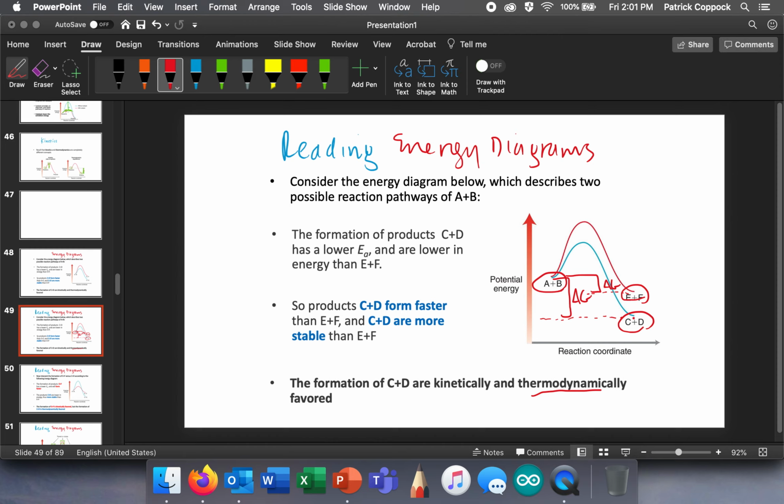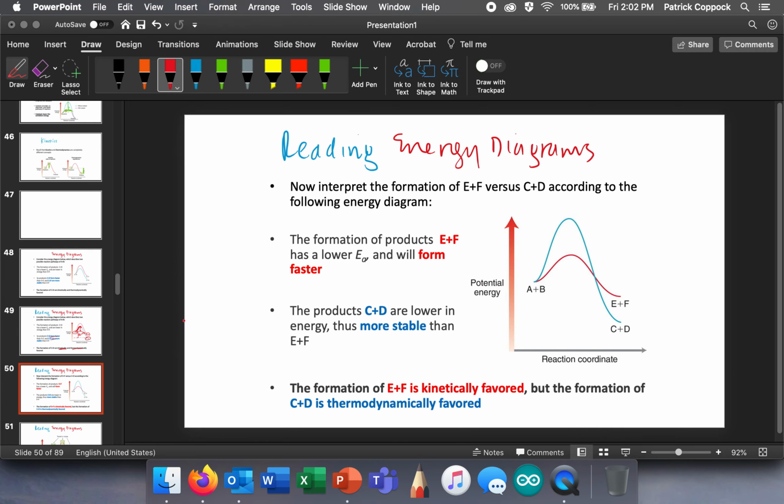Can you see that the production of C and D is thermodynamically favored because we go down further? These are more stable. They're lower in energy. But can you also see that the activation energy, this blue hump, is lower? The number of particles that have enough energy to get over it is greater because it's a lower activation energy. So they're also kinetically favored. C and D both form faster and they're more stable. And that's what this figure means.